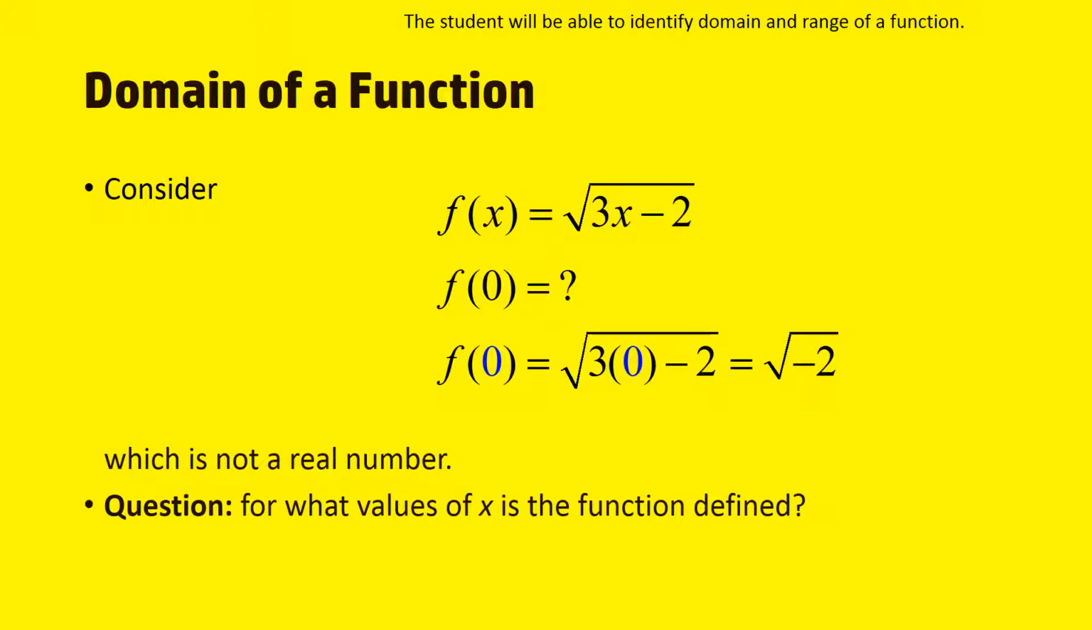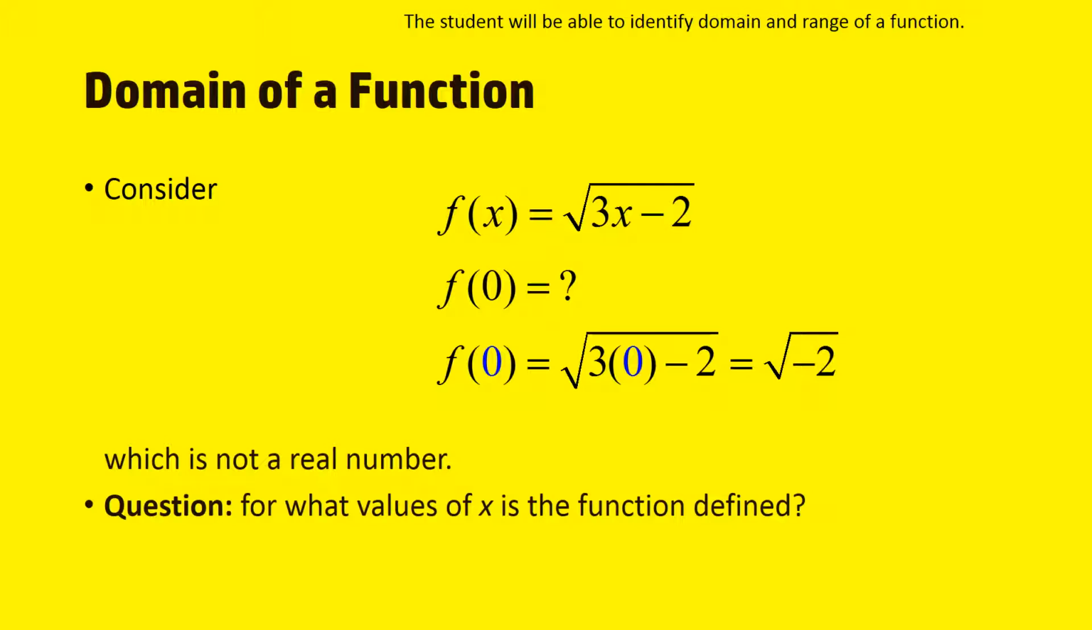Objective 3 of Section 2.1: the student will be able to identify the domain and range of a function. So we've already talked about domain, how it is the set of x values. And so we've got a function here, we've looked at it already. f of x equals the square root of the difference of 3x and 2.